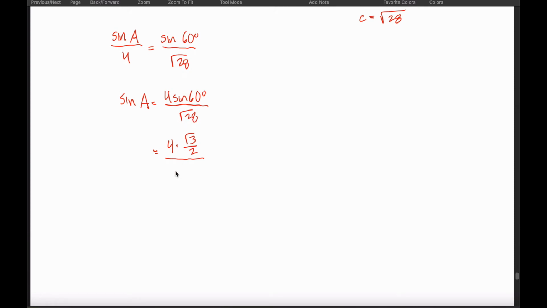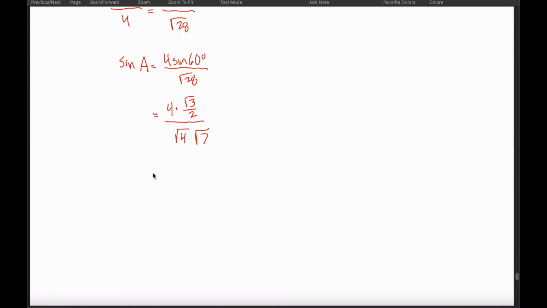28 is 4 times 7, so if you wanted to, this is optional, you could rewrite that as the square root of 4 times the square root of 7. And the reason you might want to do that is because the square root of 4 is just 2. So I could rewrite the denominator as 2 times the square root of 7, so that I don't end up with large numbers in the radical, so that if I want to rationalize the denominator, I don't end up with really big numbers. That's an optional step, though.